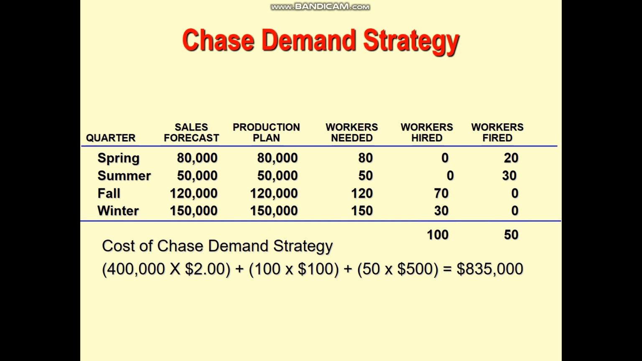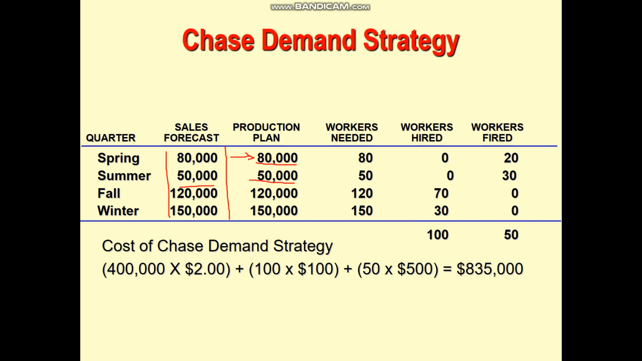And also go back with the same example. We have the sale forecast in this column, but here in the chase demand strategy, instead of taking the average, we just produce the same quantity as the demand. For example, in spring, the sale forecast is 80,000, so they will produce 80,000. For summer, the sale forecast is 50,000, so they will just produce 50,000.